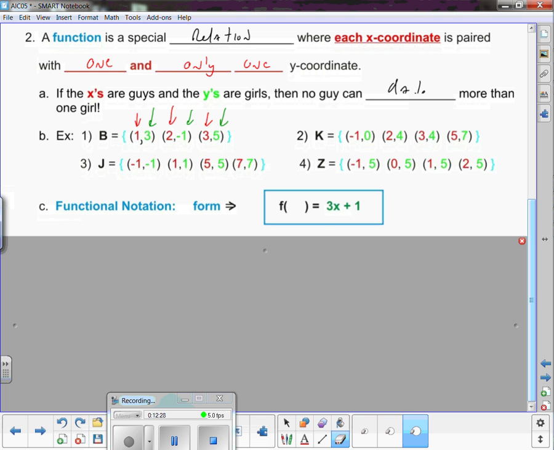All right, so remember, any first element can have only one second. Any guy can date only one girl. If that's the case, you have a function. Next, we've got to talk about and refresh your memory on functional notation. We talked about it last year, but just a little bit. Functional notation is simply a language. It's a math language.